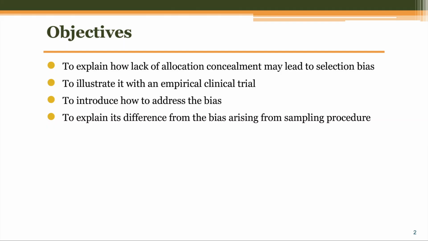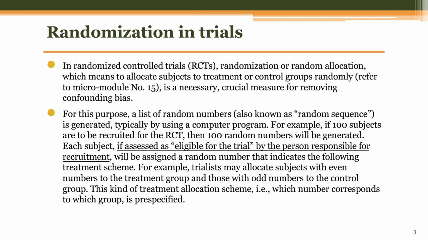The objectives of this module are to explain how lack of allocation concealment may lead to selection bias, illustrate it with an empirical clinical trial, introduce how to address the bias, and explain its difference from the bias arising from sampling procedure. In randomized controlled trials, randomization or random allocation means to allocate subjects to treatment or control groups randomly.